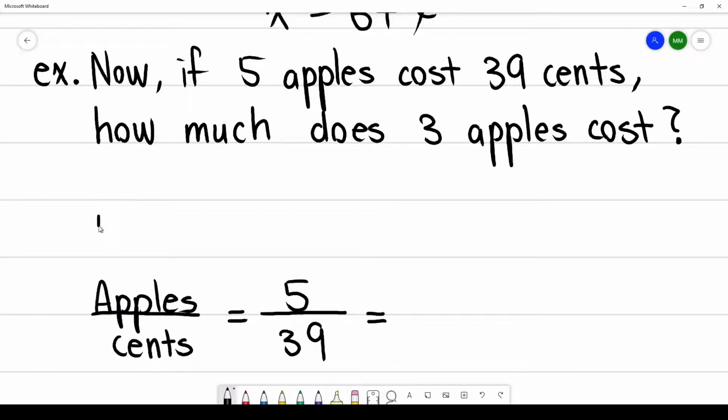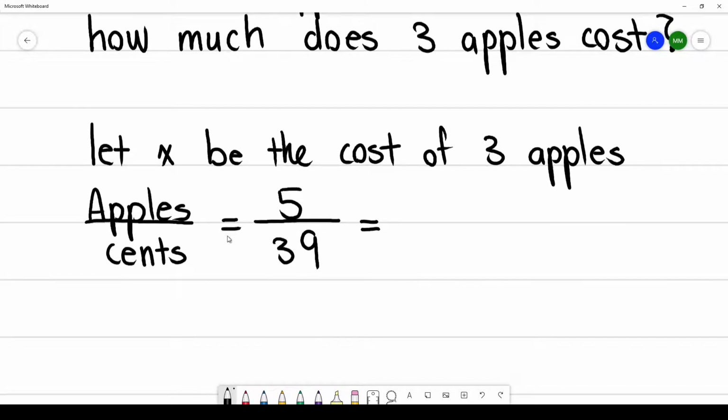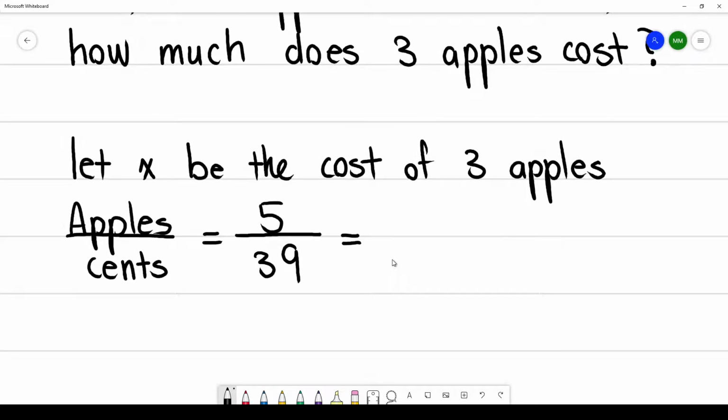So let x be the cost of 3 apples. Now, apples over cents is 5 over 39, right? So we know that we have 3 apples. So this time we want to figure out 3 apples, but we don't know the cost. So I'm going to say it is x as indicated here.